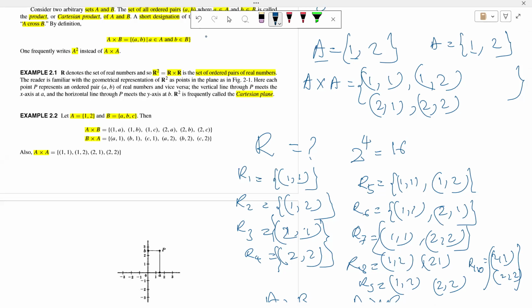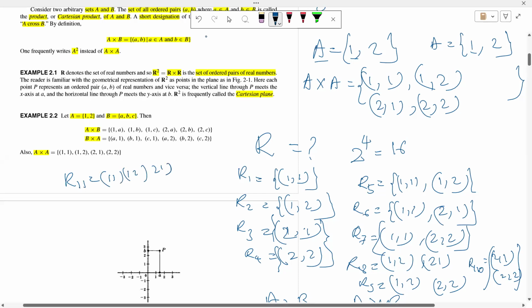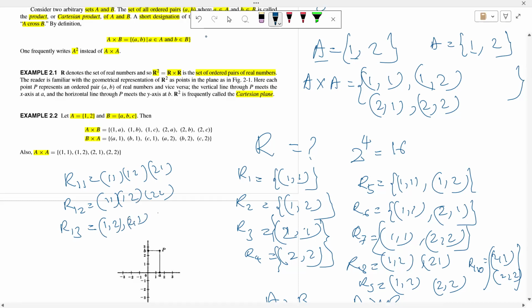Then I can write with three elements, right? Relation 11 is 1, 1, 1, 2, 2, 1, one relation. Then 1, 1, 1, 2, 2, 2, another relation. R12 is 1, 1, 1, 2, 2, 2, right? This is my 12th relation. Then I can write the 13th relation, 1, 2, 2, 1, 2, 2, right?